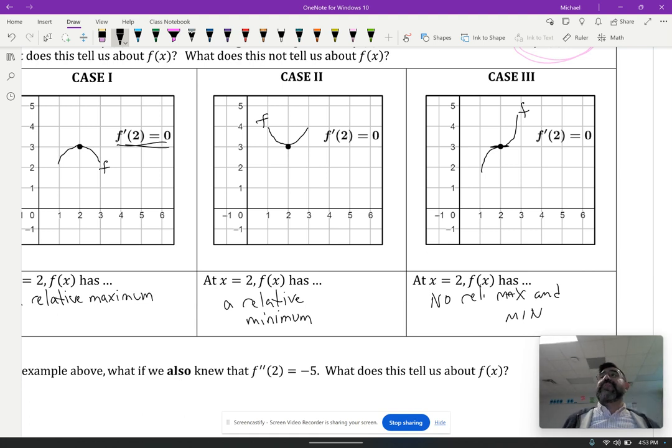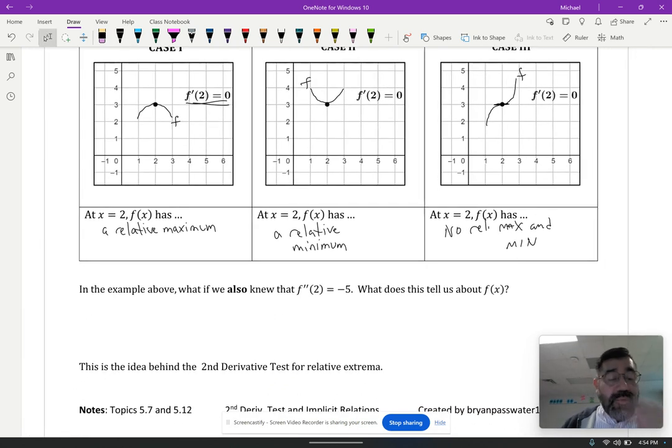Are there any other possibilities that could happen if I know that f prime of 2 is equal to 0? Or are these the only things that could happen at that point if I know that the derivative is equal to 0, right? There's only 3 things that can happen. Well, what if we told you that f double prime of 2 is equal to negative 5?